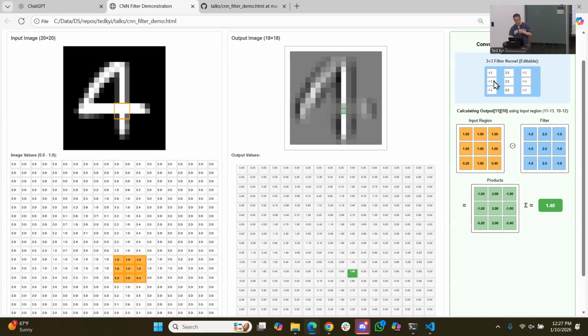I apologize, the font is really tiny. You're going to have trouble seeing it. But what it has is -1s on the left column and the right column, and 2s in the middle. This is a vertical line detector. It'll have high values. You'll see white where it finds vertical lines, and darker where it doesn't.